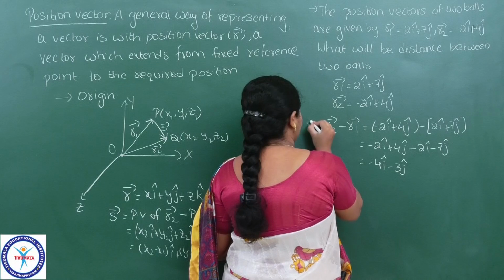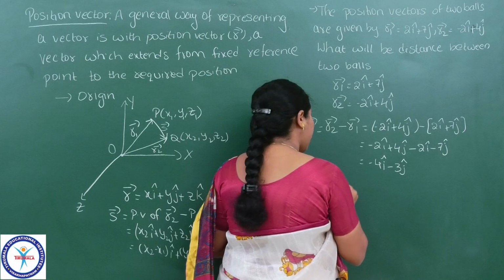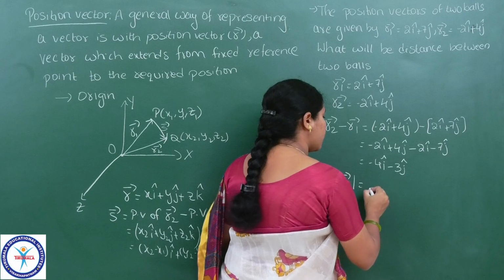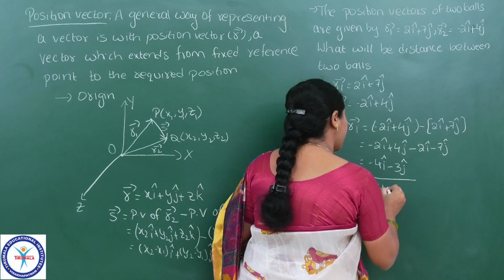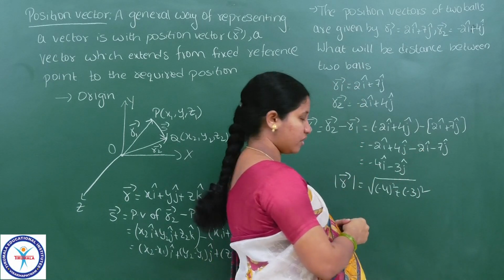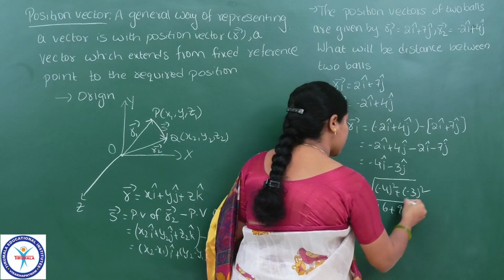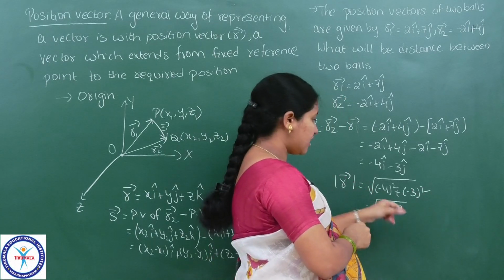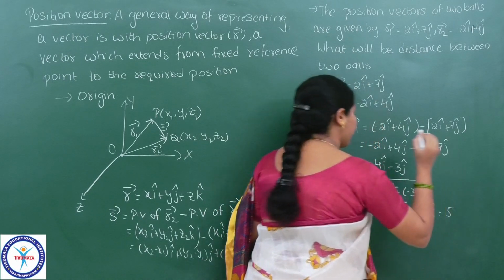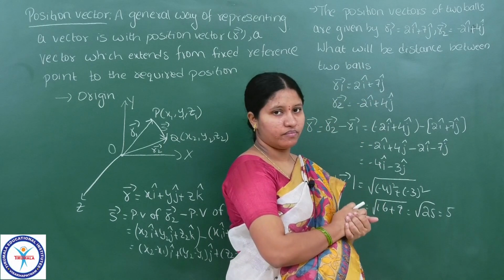Let this be r bar. The distance means we need to find out the magnitude of r bar. Magnitude of r bar is equal to square root of minus 4 whole square plus minus 3 whole square. So, minus 4 whole square gives us 16, minus 3 whole square gives us 9, and square root of 16 plus 9 is square root of 25, which is nothing but 5. So, the distance between two balls is 5.